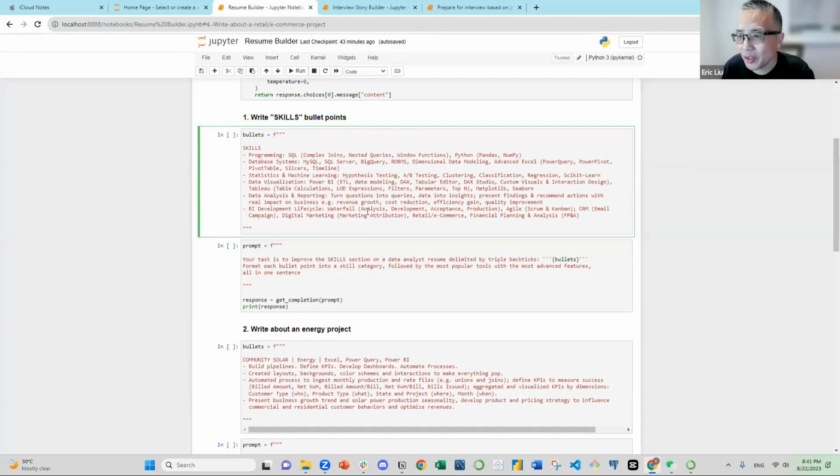When BI becomes a service, when BI becomes a product, and you will go through this as well. So analysis, development, acceptance, production. And agile is Kanban or Scrum. So these are probably, you could argue, actually business domain knowledge. So CRM, customer relationship management. So for instance, email campaign. I will give you an example of the email campaign later on.